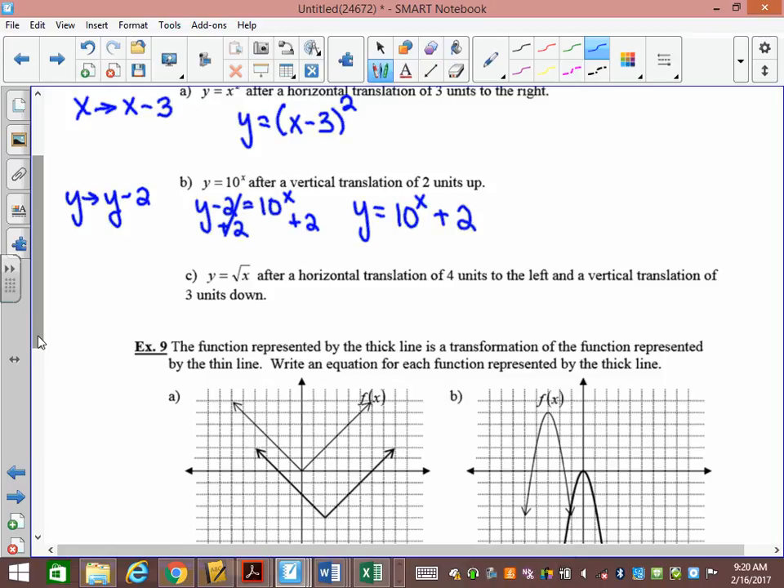With C, we have y equals square root of x after a horizontal translation 4 to the left. So x is going to become x plus 4 because it's 4 to the left, and we always do the opposite. And a vertical translation of 3 down. So y is going to become y plus 3. So we always do the opposite when we do replacement.